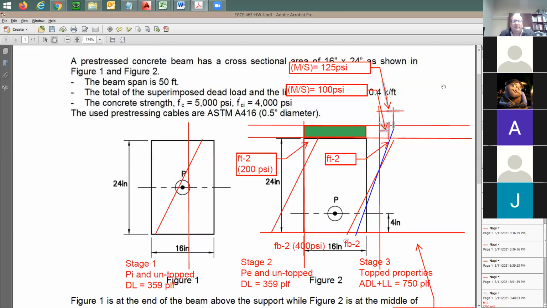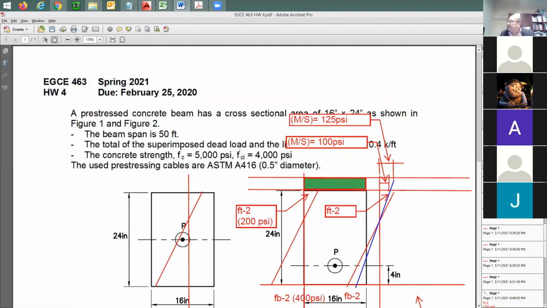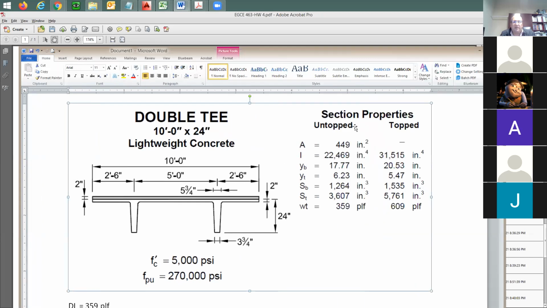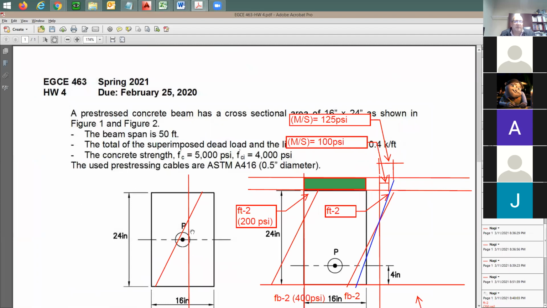Okay. So we said that here we're going to have 3 stages of loading. You understand that we have 3 stages of loading, am I correct? Okay, good. In stage number 1, you're at the fabrication site, at the factory, and you have Pi applied, and then you have the on-top properties. What are the on-top properties? As I said, you're going to be taking it from here. We have top and on-top properties, correct?